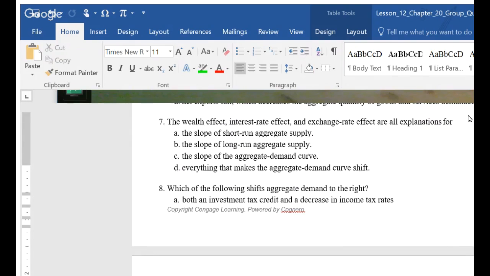Some examples of events that shift aggregate demand can be categorized as changes in consumption, investment, government purchases, and net exports. Oh no, I found it. The wealth effect, interest rate, and exchange rate effect explain why the aggregate demand curve slopes downward. It doesn't say that, so it's going to be C.